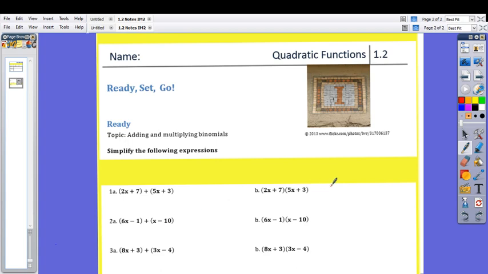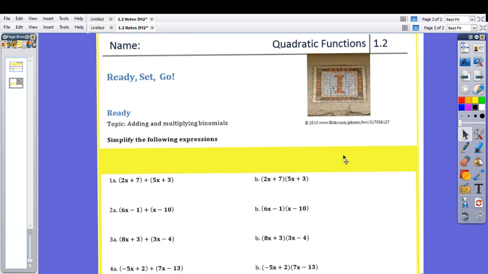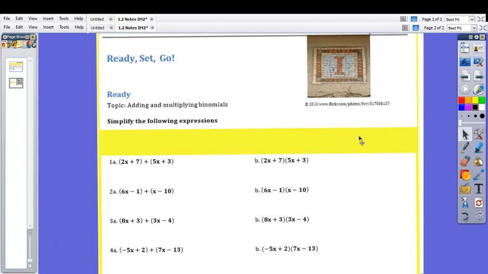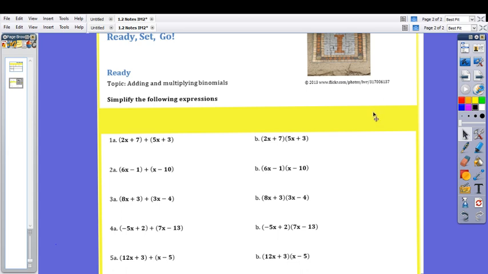Okay, students, let's get started on our module 1.2 quadratic equations. Today, let's do ready, set, go first because we might not have time to do the lesson. So let's get started on the very first problem.